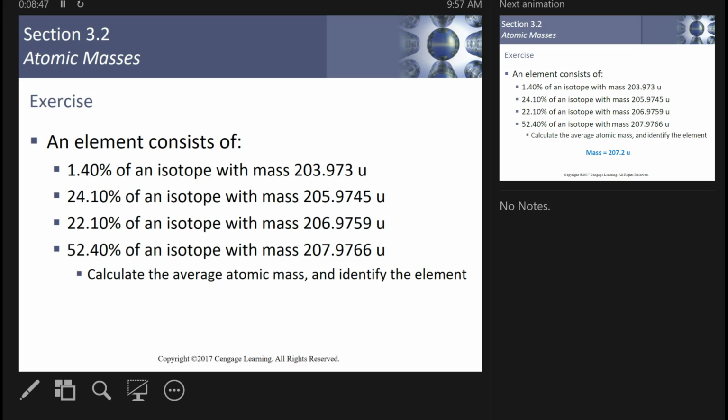0.014 times 2, is that how you would do it? 0.014 times the 203.973 plus 0.241. Yeah, that. So you're going to take the percentage, divide it into a decimal, multiply with the mass number, and add it to the next one.